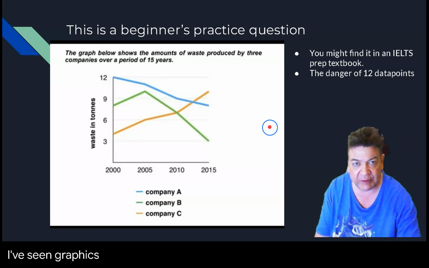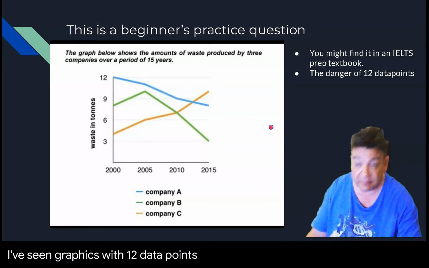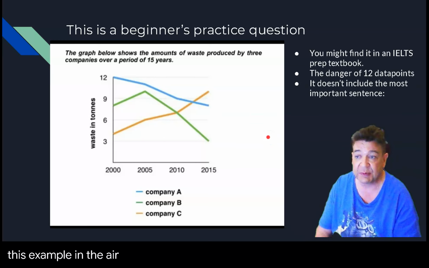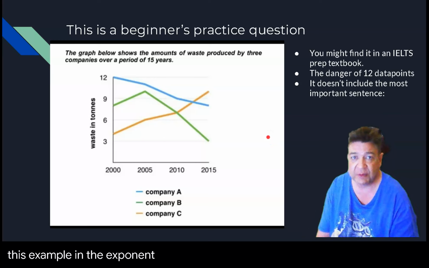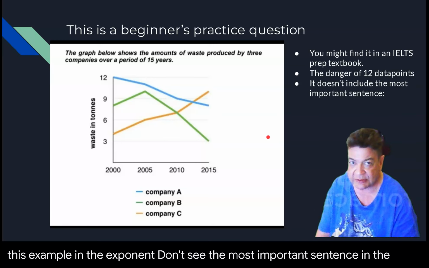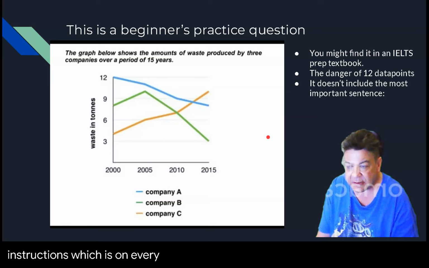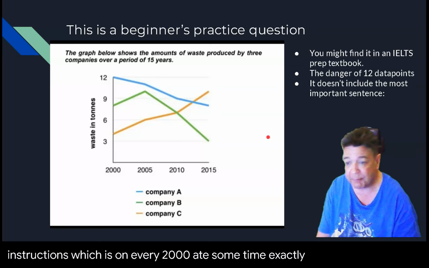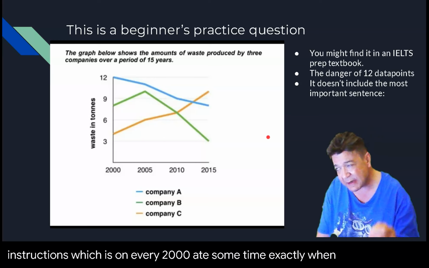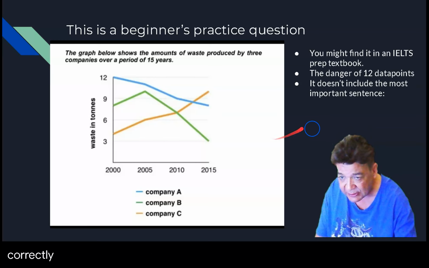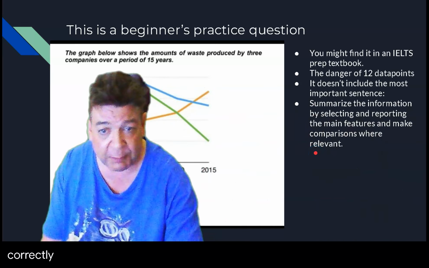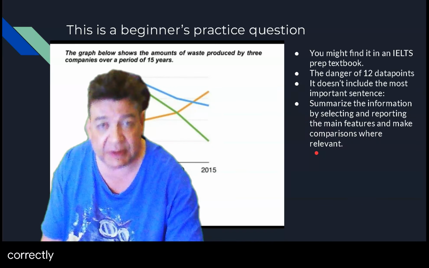I've seen graphics with 12 data points, but then they were part of like one of 2, not the whole thing by itself. And in the graphic that we see here, we don't see the most important sentence in the instructions, which is on every IELTS Task 1 since 2008. I don't know exactly when, but it's on all of them now. And that sentence, I hope I remember it correctly, says, summarize the information by selecting and reporting the main features and make comparisons where relevant.